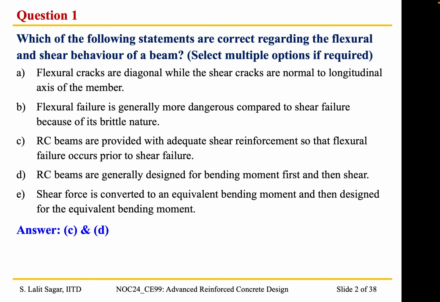And option C is correct because in RC beams we want to ensure that the shear failure does not occur because it is more brittle in nature. Option D is also correct because in order to estimate the shear resistance of a beam, we generally require the amount of tension steel that is provided, which we are going to discuss in later questions also. Option E is incorrect because it is not the shear force, it is the torsion which is converted to the equivalent bending moment, and then it is designed for the corresponding bending moment and shear force. So options C and D are the right answers.